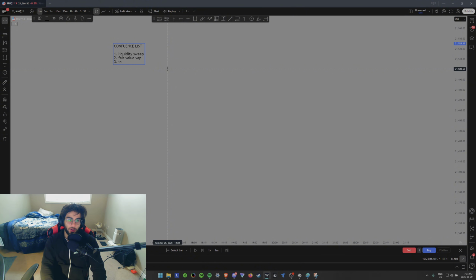Number 3, inverse fair value gap. What is that? The opposite. It's when the fair value gap gets disrespected, aka inversed. 4, break of structure. What is a break of structure?